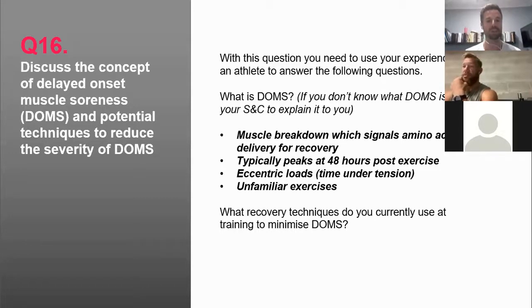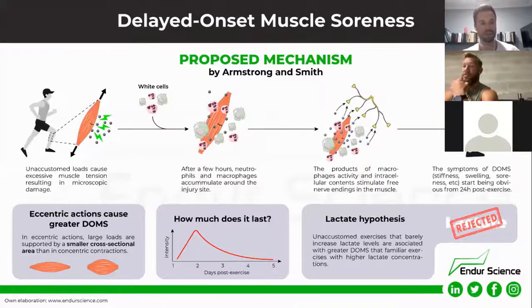I just want to show you this one, guys. I'm not sure if you can see this. Yep. So this is the basic concept, as I've just said. The first part of DOMS is that unaccustomed loads cause excessive muscle tension, resulting in microscopic damage. So literally, when we're stressing our muscles and training them, we're causing micro tears in our muscles, okay? After a few hours, neutrophils and macrophages, fancy words for white blood cells, accumulate around the injury site. So the muscle goes, okay, I'm injured, probably in a good way. I'm going to send white blood cells there.